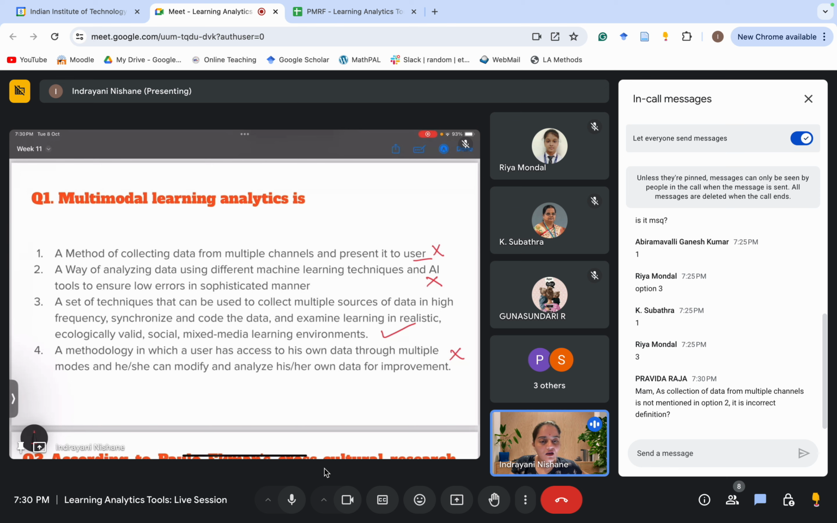So one doubt in the chat box: collection of data from multiple channels is not mentioned in option 3? Yes, it is. The thing is, all other statements are incomplete. They are not completely wrong, but they are incomplete. They don't tell us complete information about multimodal learning analytics.